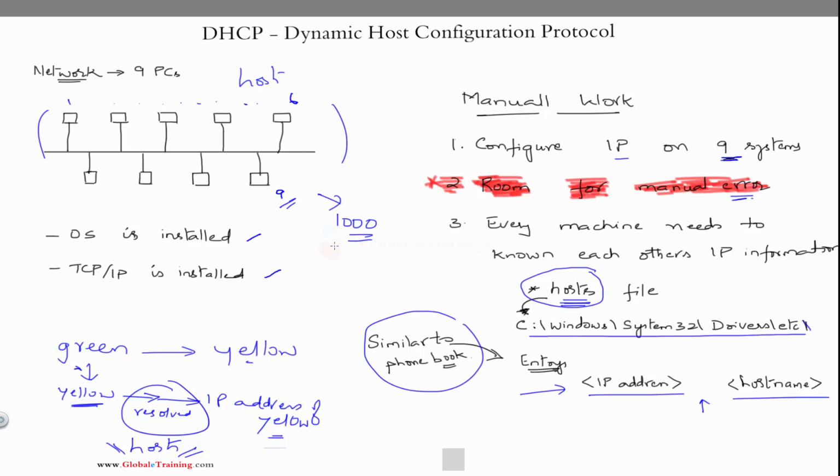Then it would be a nightmare for a systems administrator to go and configure each machine manually, and there's a chance of error pretty much on every machine, right? So that's the problem that DHCP will address. It's dynamic in nature. And let's see how this works.